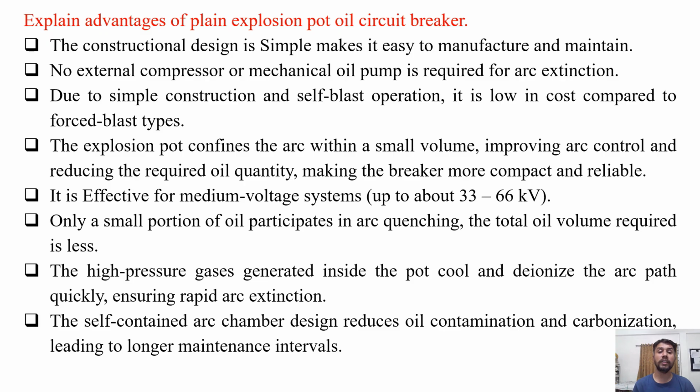The explosion pot confines the arc within a small volume, improving the arc control and reducing the required oil quantity, making the breaker more compact and reliable. It is effective for medium voltage systems, that is 33 kV or 66 kV systems. As only a small portion of oil participates in arc quenching, the total oil volume required is less.